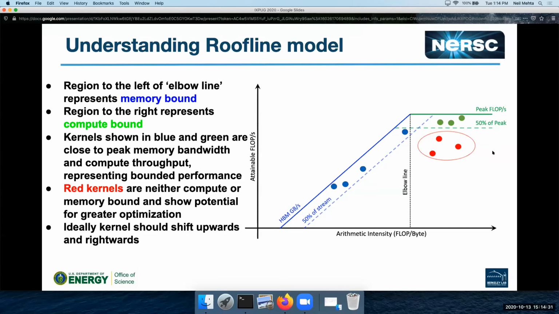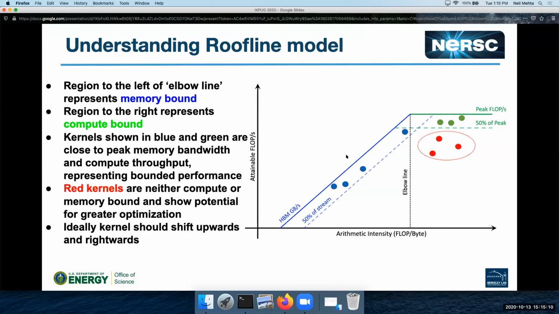The kernels that are shown in blue here are capped by the memory capacity of our architecture, whereas the kernels shown in green here are capped by the peak compute throughput. The kernels shown in red, even though they are in the compute bound regime, are not really within 50% of either of the capacities. And so spending our energies more on optimizing these kernels would give the maximum return on investment. And that's the general idea of the roofline model.